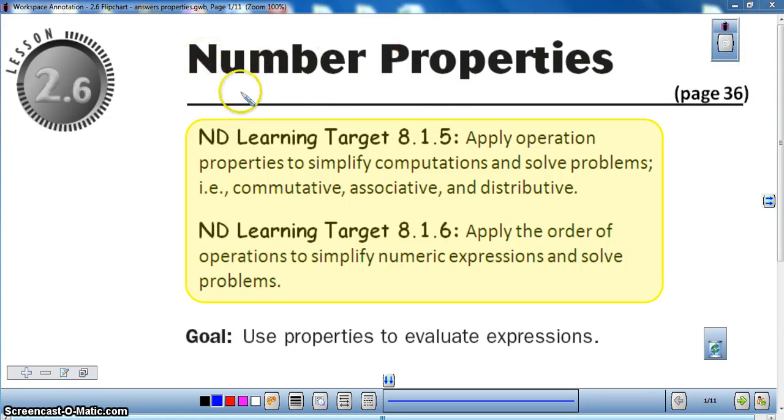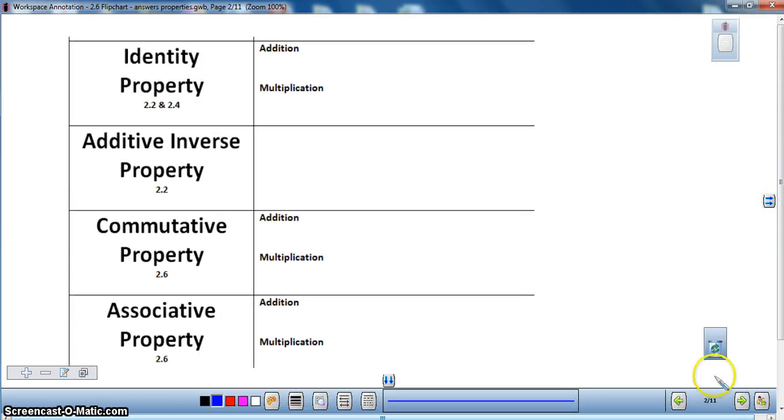Lesson 2.6 is number properties. You need to be able to apply all the different properties that we're working with to simplify our problems, especially the commutative, associative, and distributive. The lesson today is mostly going to focus on commutative and associative property. We'll use these to help us solve the problems as we are looking at them.